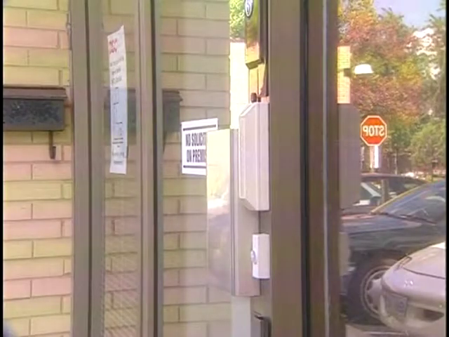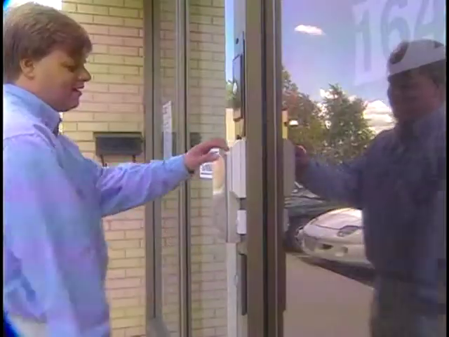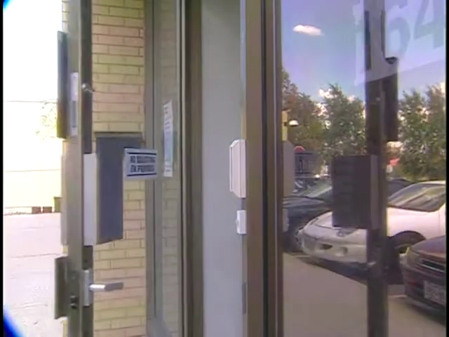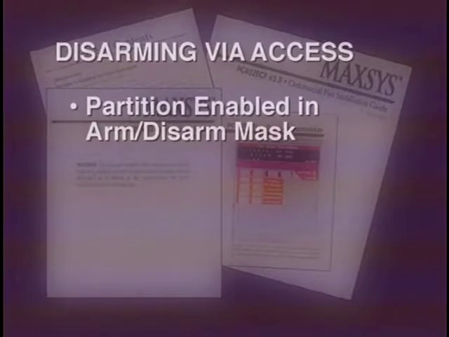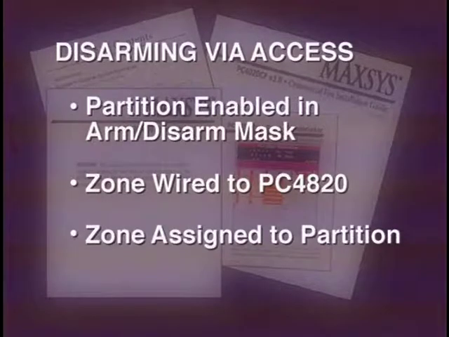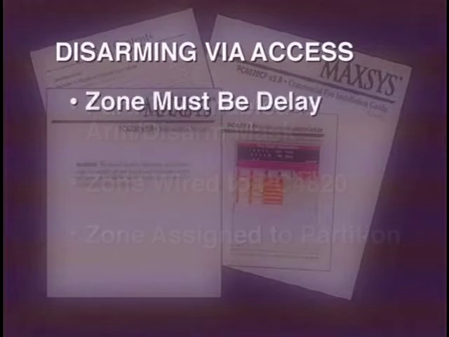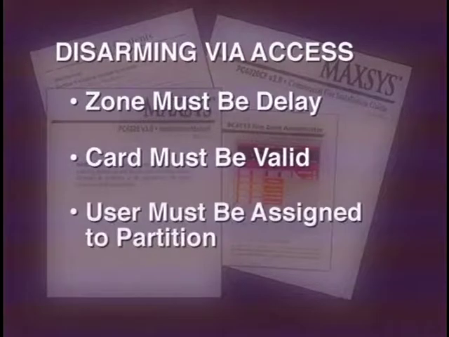Arming and disarming can be performed by the end user via the readers on the system. To disarm a partition, the user needs only to present their card and open the door. For this to operate, the following must be programmed. The partition must be enabled in the ARM disarm mask for that reader. The door contact must be wired to the PC4820 module. The zone assigned to the door input must be assigned to the partition. The zone assigned to the door input must be programmed as a delay zone. The user must be using their card at a valid time, and the user must be assigned to the partition.